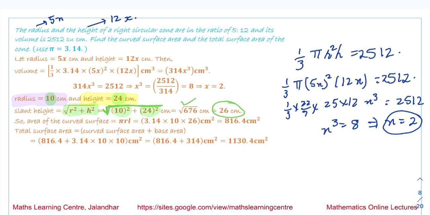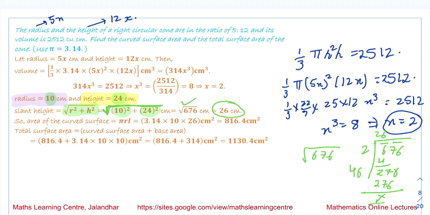So you can see that for 676 we are talking about the square root. One method is that you can directly calculate the square root over here: 2 to the 4, we are left with 276. Now it is 4 over here, and 46 into 6 is 276. We are left with remainder 0. So the answer we are getting is 26 centimeter.